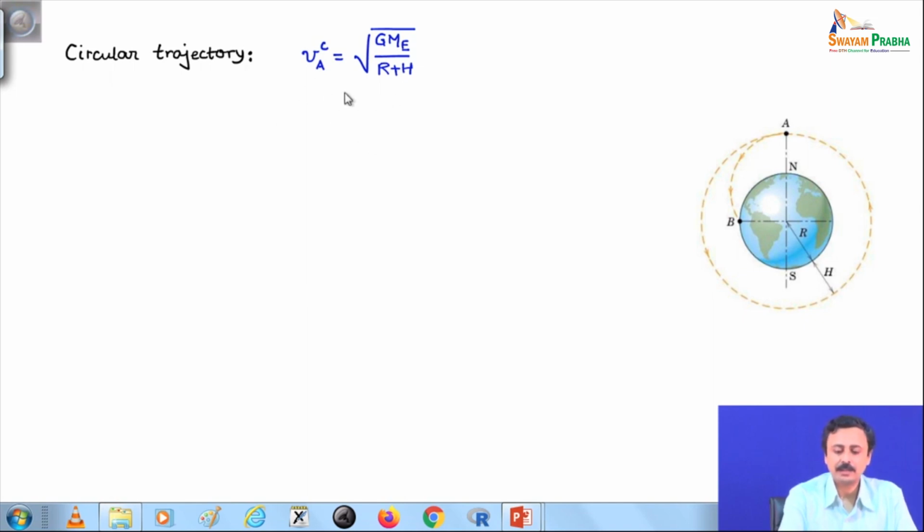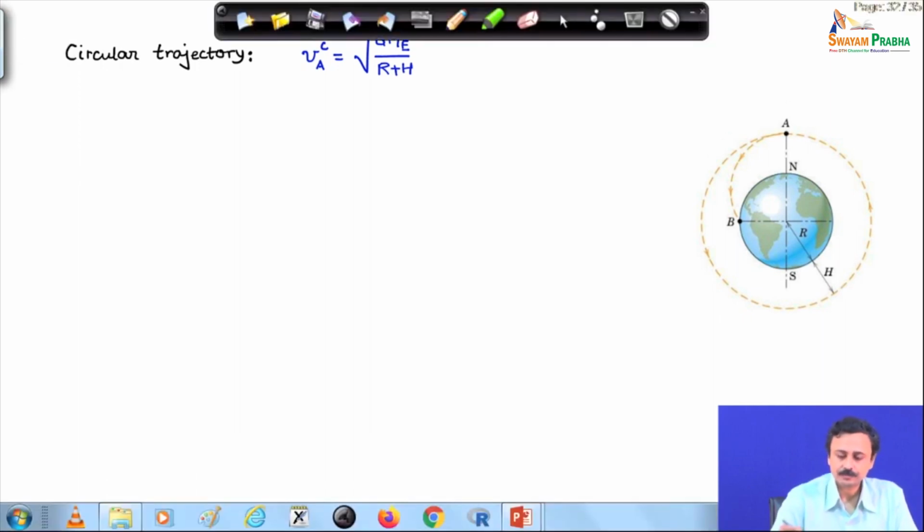I have written it at A. So, this orbital speed is equal to under root G mass of the earth by the distance from the center of the earth, from the focus, which is r plus h, the radius of the earth plus the height of the satellite above the surface of the earth.